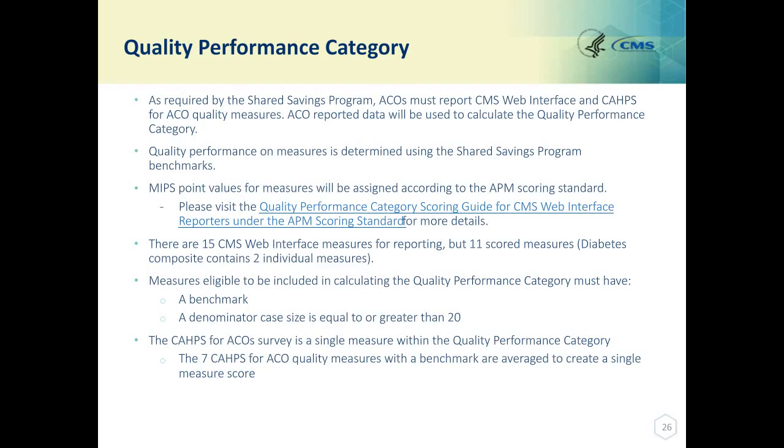Under the APM scoring standard, we will score the quality measures that are required to be reported under the terms of the Shared Savings Program for purposes of MIPS. That means that the ACOs in SSP must report the CMS web interface measures and the CAHPS for ACO quality measures required by that program.